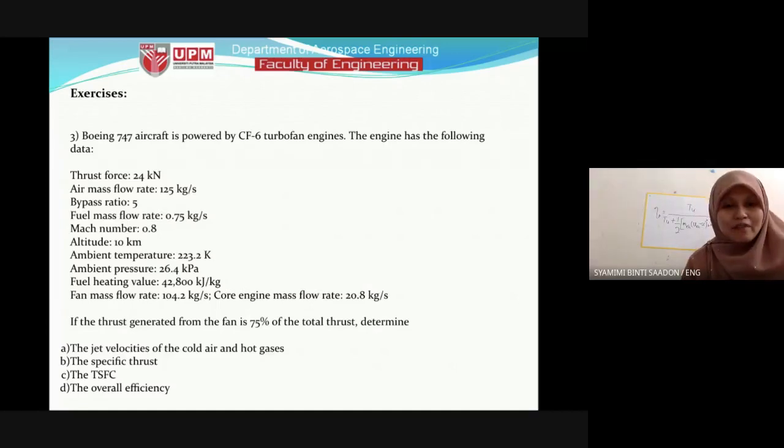So what do we have here? We have the thrust force. We know the total thrust, and we know that 75% is from the fan and 25% from the core engine. And what else do we have? We have the air mass flow rate, so definitely we have to use that. And what else? U, the flight speed. By using the Mach number and the ambient temperature, we can calculate U, the air speed.